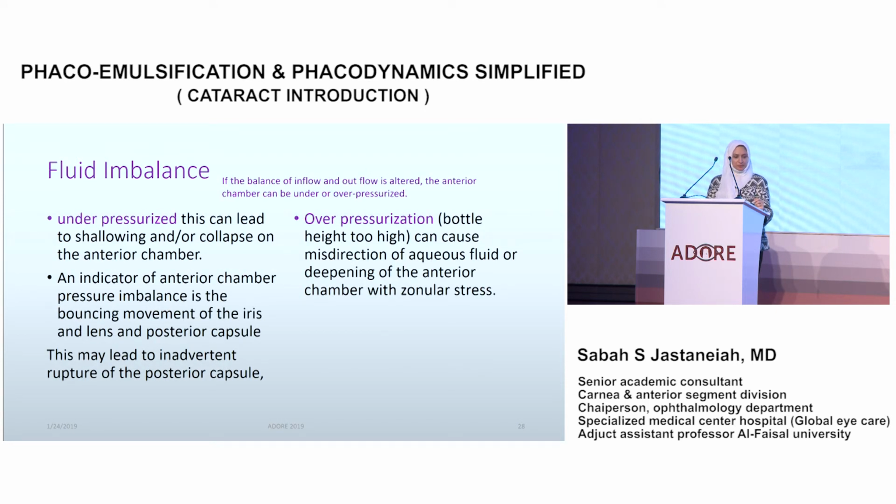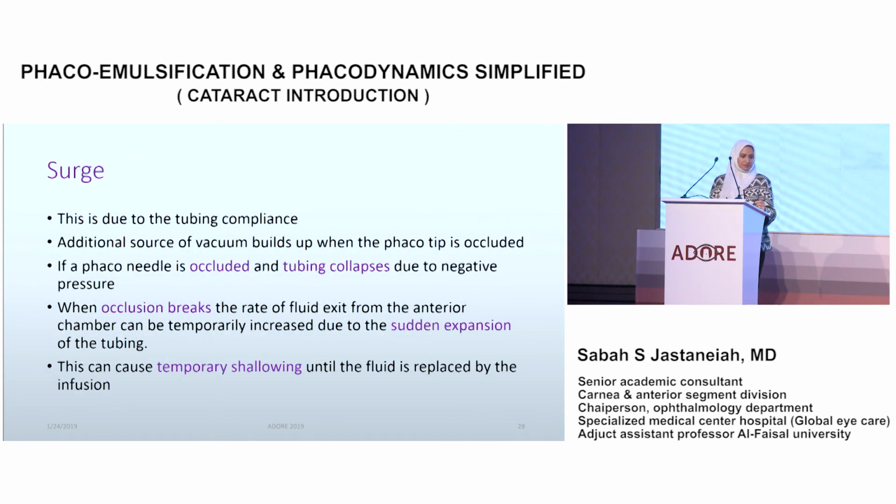The imbalance, on the other hand, whether the eye is under-pressurized or over-pressurized, can be caused by many factors, but in the end both have different complications and unwanted results after your phacoemulsification. For example, iris trauma, corneal edema, zonular weakness, and so on.